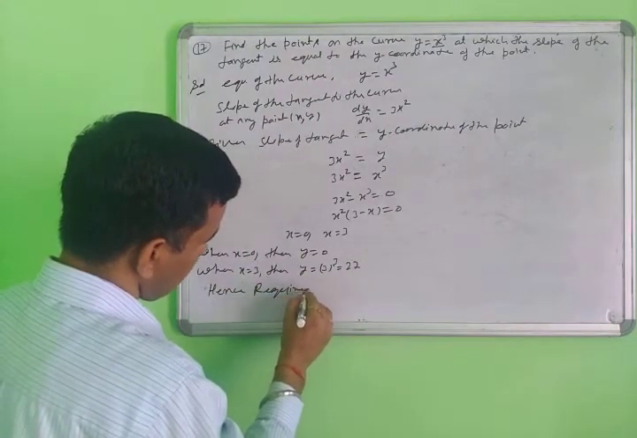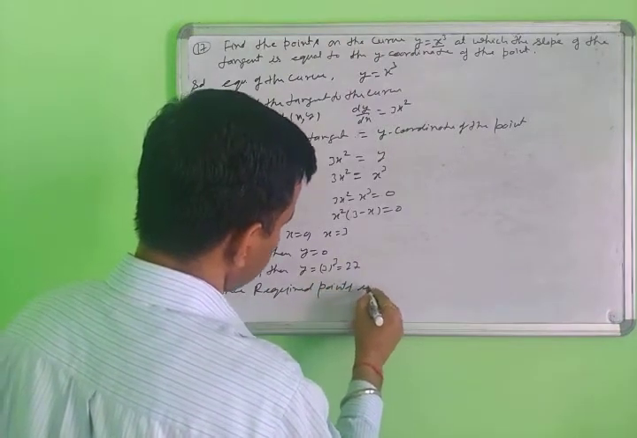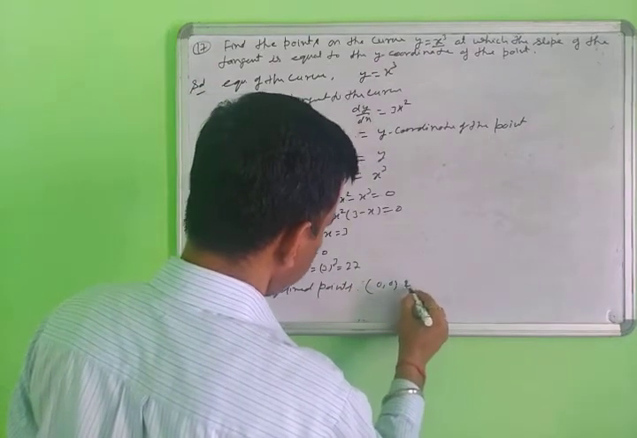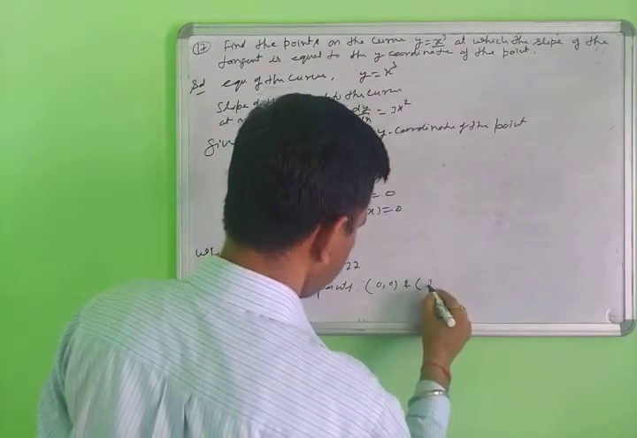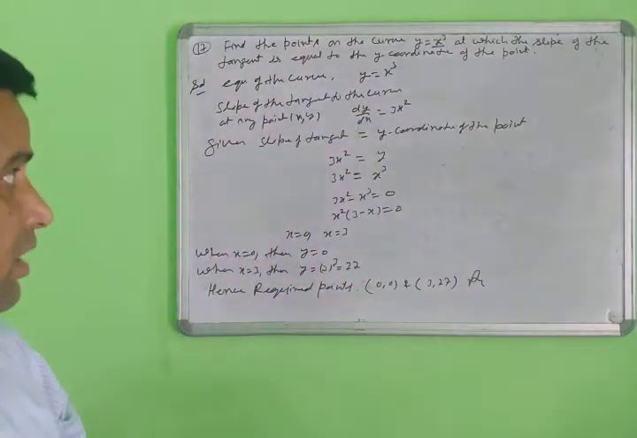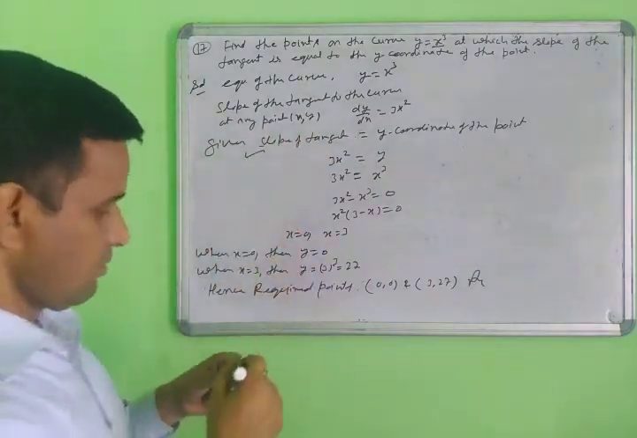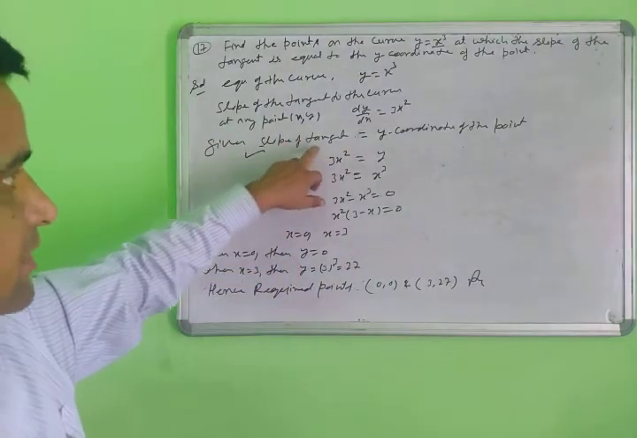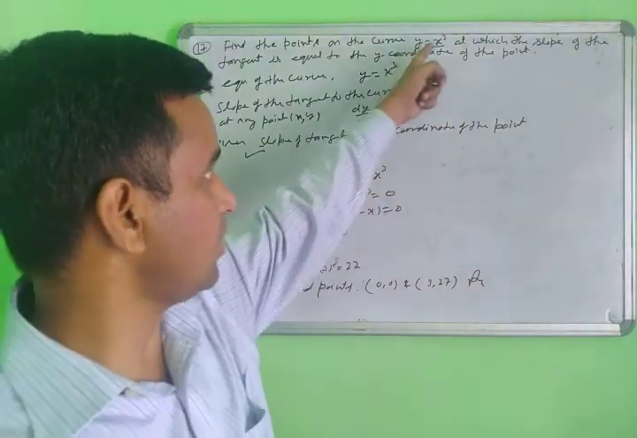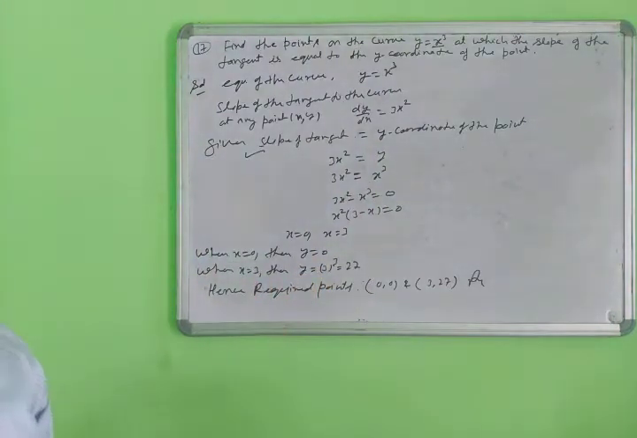Hence the required points are (0, 0) and (3, 27). This is your answer. Very simple things. The question is simple, but you are using the given technique. You understand this given technique: the slope of the tangent is equal to the y coordinate of this point. Then putting the value of y, already given here, and using this you find the answer. Just note down. Then next question.